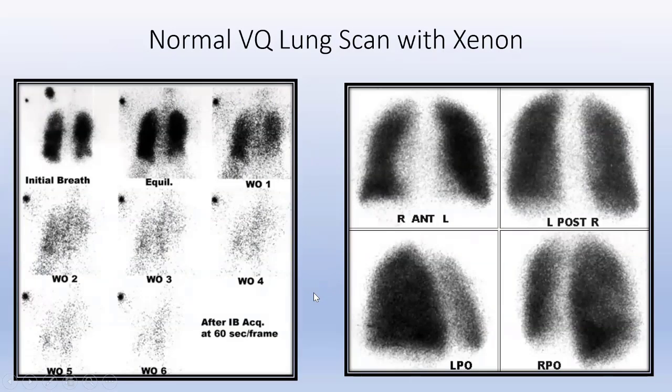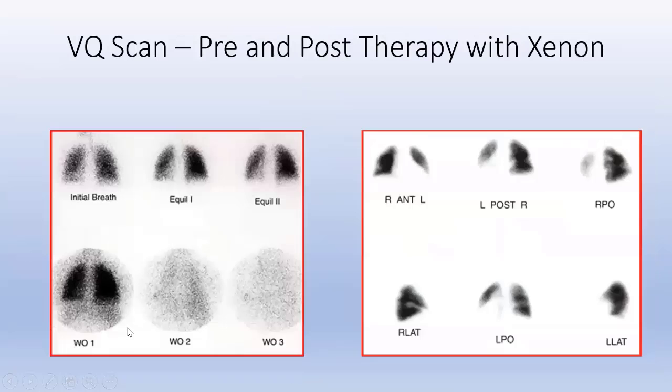So here's a normal lung scan. Again, we have our 4 views. I don't see any perfusion defects here. Over here, if we look, we can also note that we have normal distribution of radionuclide with possibly just a little bit of COPD with some retention going on.